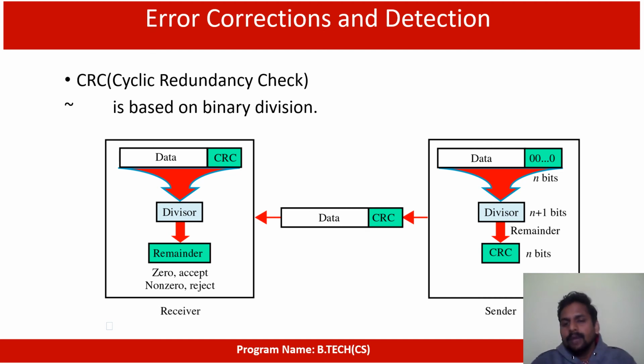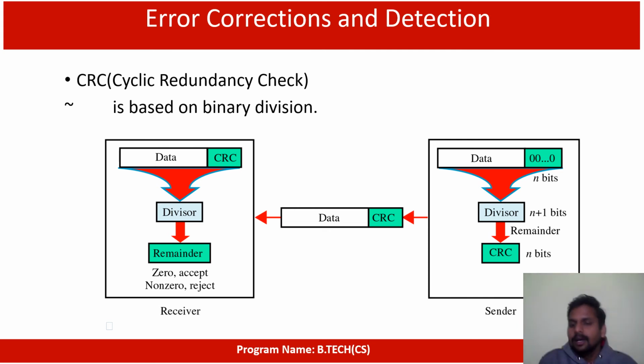So now we have the original data, and then zeros of one less than the divisor length. Suppose I am using a 5 digit divisor. How many zeros do I need to add to the data? 5 minus 1, because the divisor is n plus 1 and the zeros are n bits, simply one less than that n plus 1. So 4 zeros I need to add to the data.